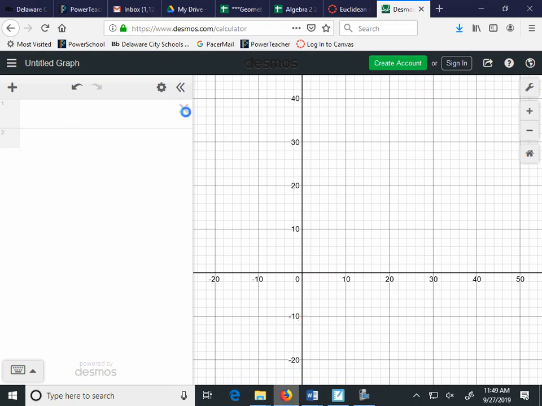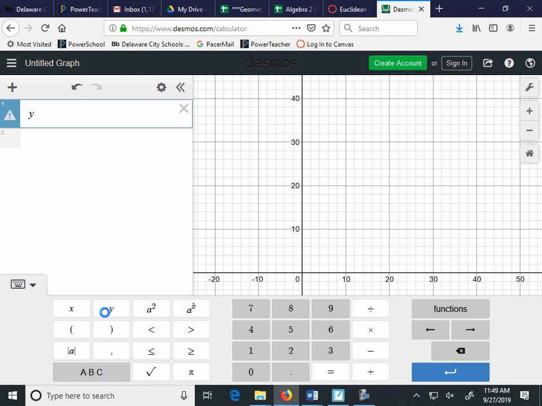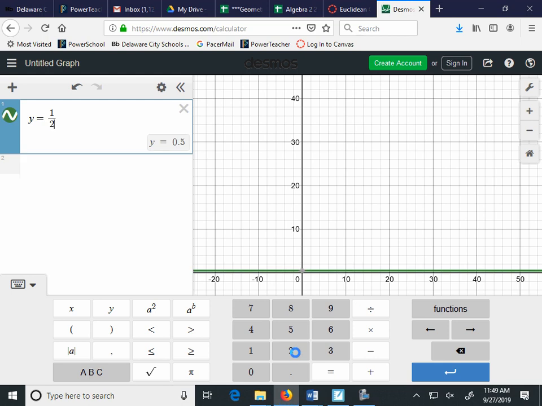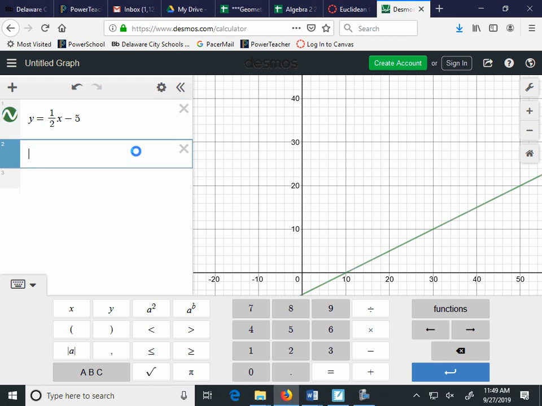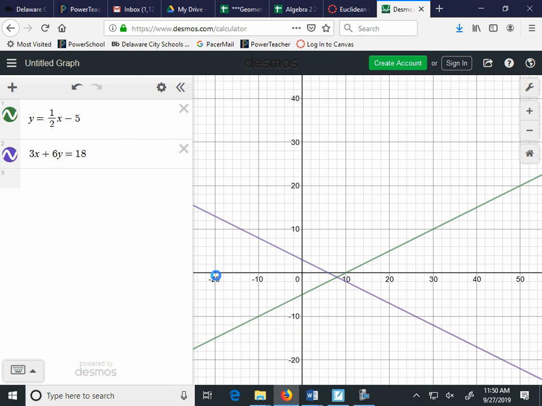You can do y equals 1/2 x minus 5. And then plug it in. You don't have to solve for anything. You just put 3x plus 6y equals 18. Are they parallel? No. So you could have also just done that and gotten whether or not they were parallel, because they intersect. Okay. Questions over that?